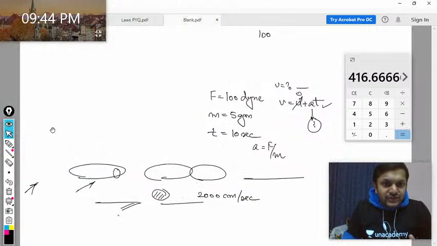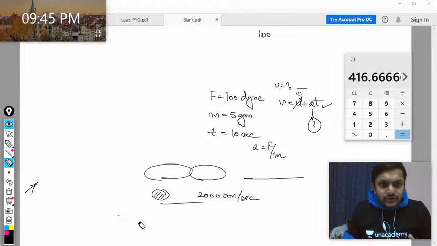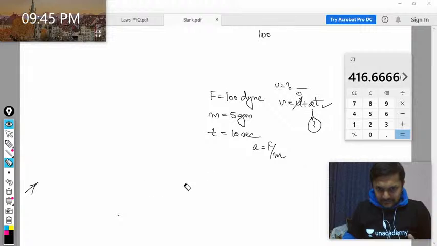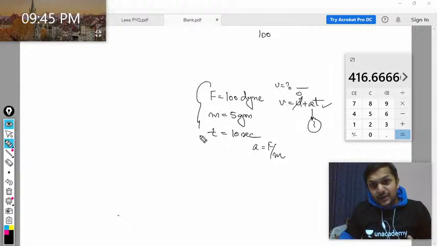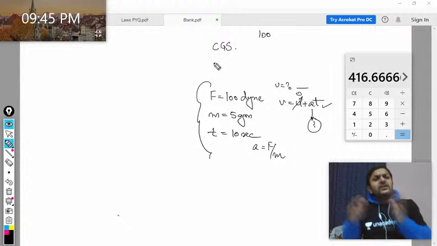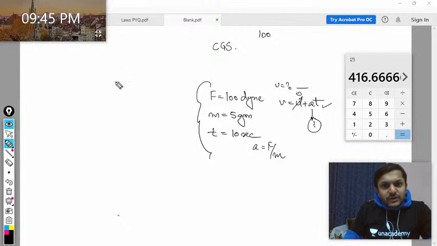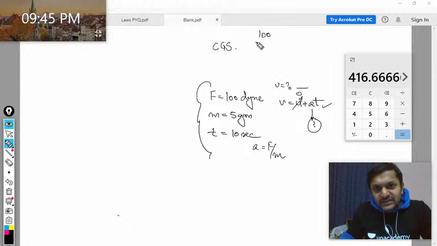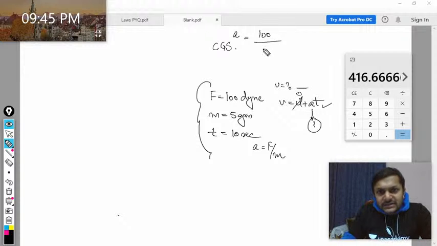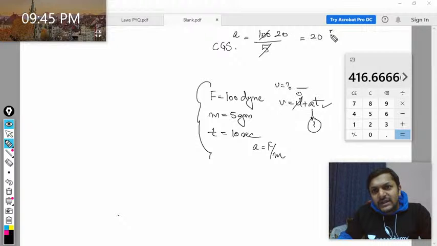Coming back to our blank sheet, now I can refer here that all the units here are in CGS. So should we convert CGS into SI units? Absolutely not, because answers are given in CGS. So we will continue like this only. So what will be the acceleration? Acceleration will be 100 dyne divided by the mass, that will be taken in grams only. So that will be 20, and I can write it like this also, and if you want, you can write it like this also.